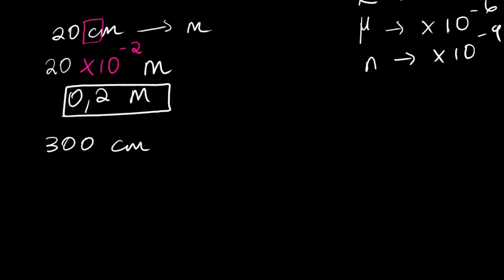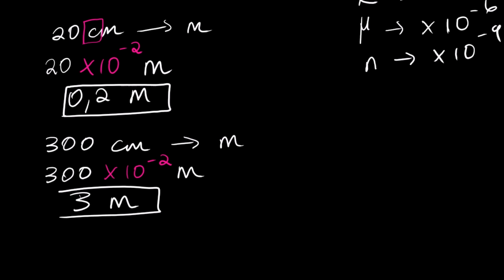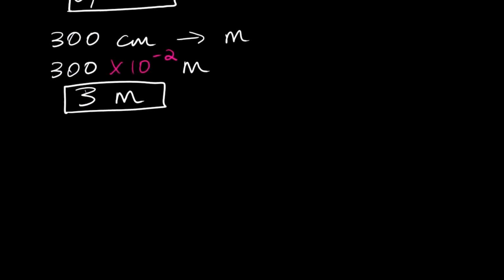300 centimeters to meters. Now we all know that centi, it's what? Times 10 to the power negative 2. We are left with meter. Actually, simply punch this. It will give you the answer. 300 times 10 to the power negative 2. Three meters. This is your final answer. Let us look at another one.